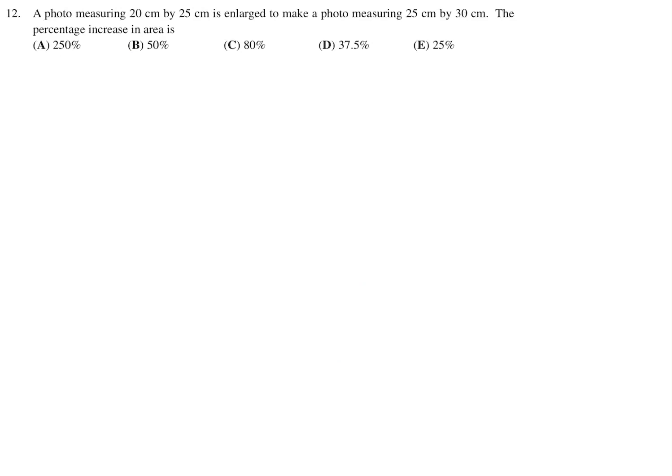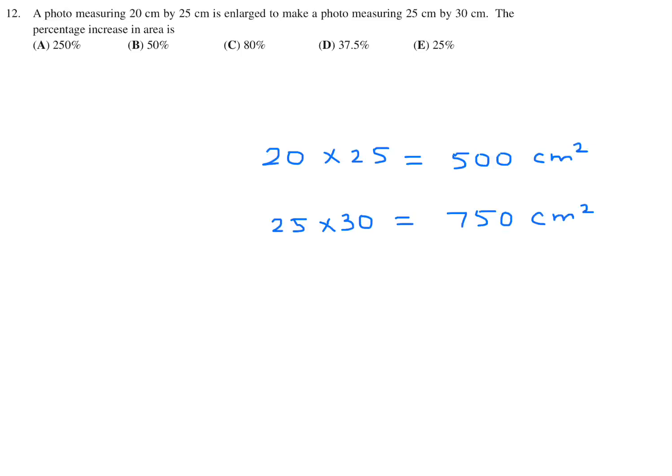A photo measuring 20 by 25 is enlarged to make a photo measuring 25 by 30. The percentage increase in area is. So 20 by 25 is 500 centimeters squared. And then when you enlarge this photo to 25 by 30, its area now becomes 750 centimeters squared. So how much did it increase by in terms of a percentage?